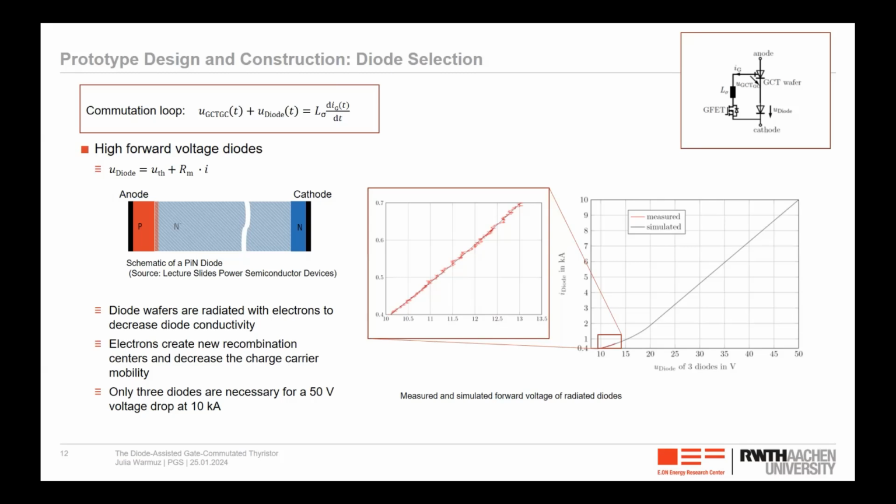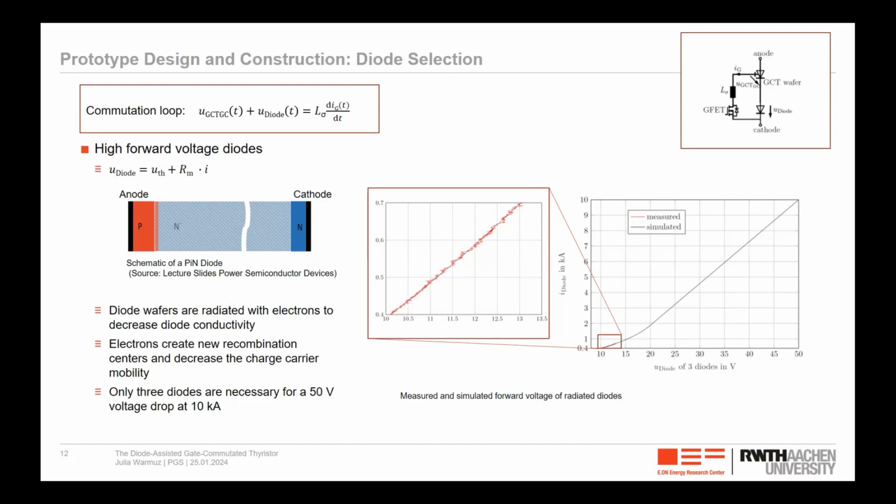So I had multiple options. I could stack a lot of diodes in series, but then I still had a higher stray inductance, so not a good idea. So fortunately, I got help from Infineon, and they irradiated diodes for me. So how did they irradiate them? They irradiated them with electrons, and additional electrons here in this layer decrease the diode conductivity. And then because the electrons created new recombination centers, that decreased the charge carrier mobility. So when I used 3 of these diodes for a current of 10 kiloamps, there was a forward voltage of 50 volts.